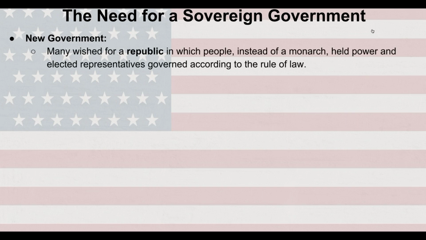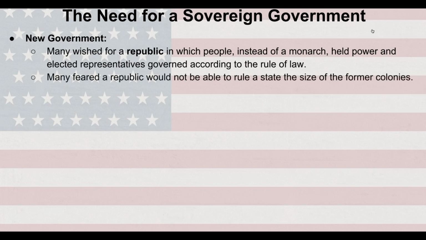And a republic is a government in which people, instead of a monarchy, hold power and elected representatives are governed according to the rule of law. Many feared, however, that a republic would not be able to rule a country or a state the size of the former colonies, because remember, they do stretch from up north all the way down to the southern portions of the eastern seaboard.